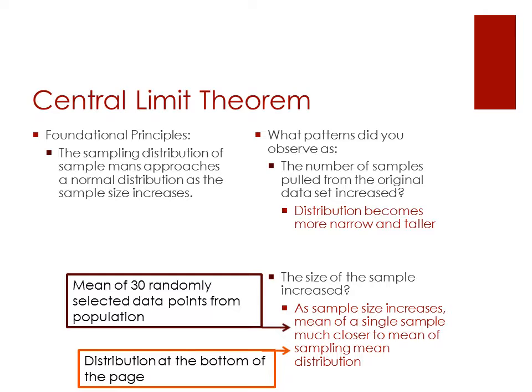Also, as the size of the sample increased, the mean of a single sample should have been much closer to the mean of the overall sampling distribution. So if you notice, when you had the mean of 30 randomly selected data points from the population, that mean should have been very close to the final mean for the sampling distribution at the bottom of the page. If you didn't observe that, pause the video here, go back and rerun those applets so you can reset them and rerun them, and then make sure you can come back and see the same pattern unfolding for yourself before you proceed any further.